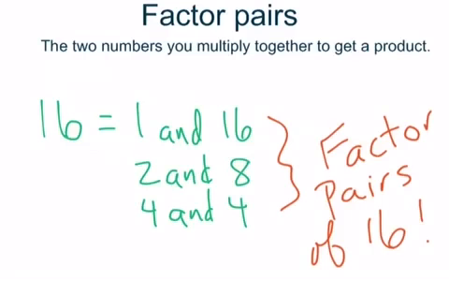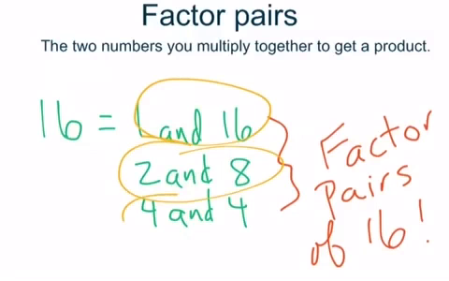Factor pairs are the two numbers that you can multiply together to get a product. So for example here that I did was 16, and 16 has 3 factor pairs. 1 and 16 is a factor pair. 2 and 8, 4 and 4. Those are the factor pairs of 16.